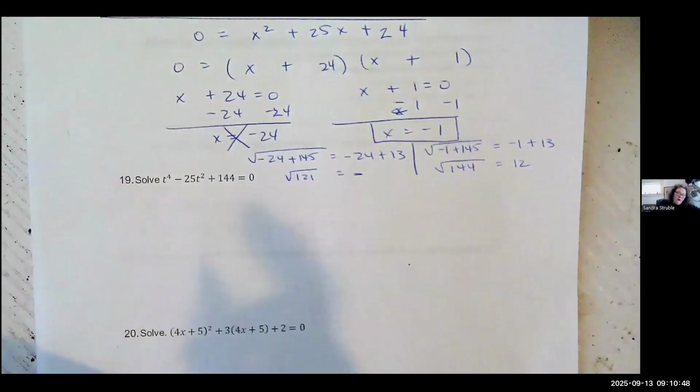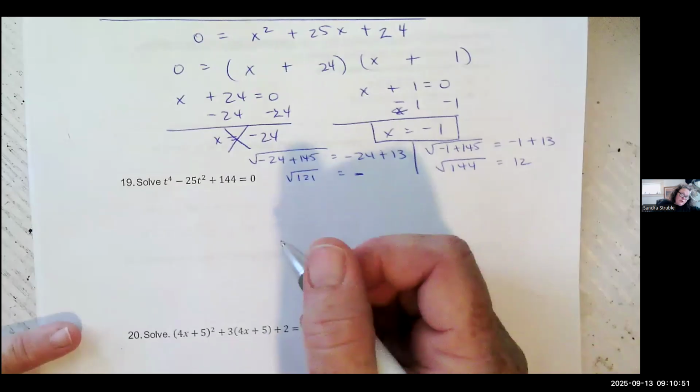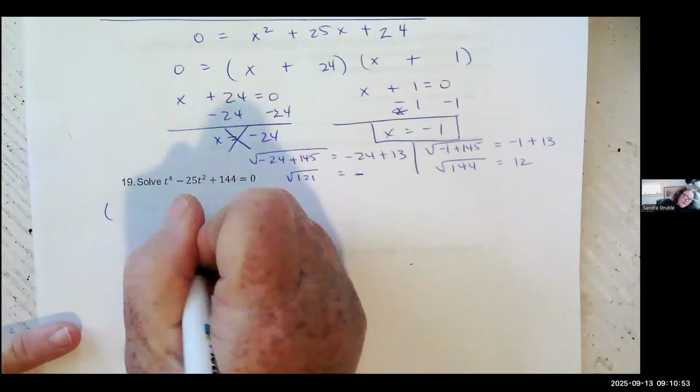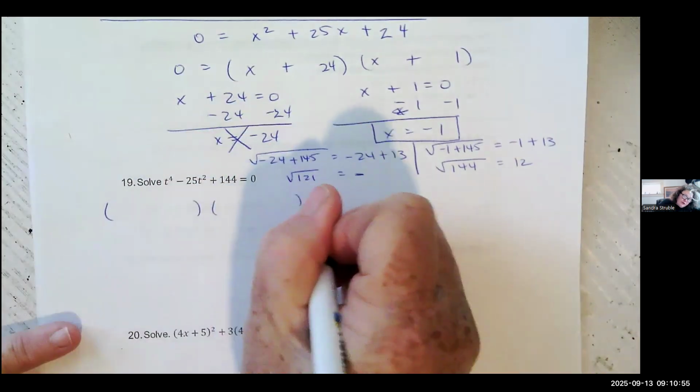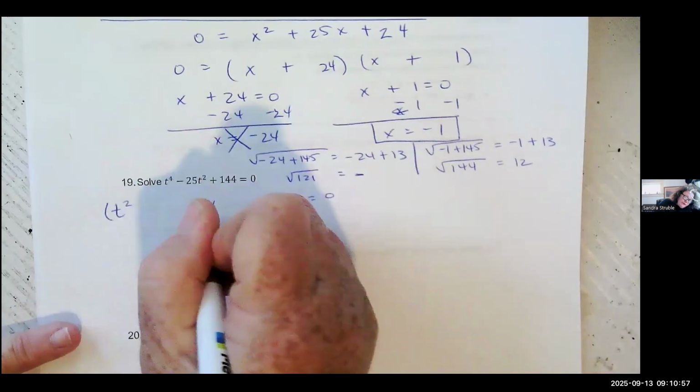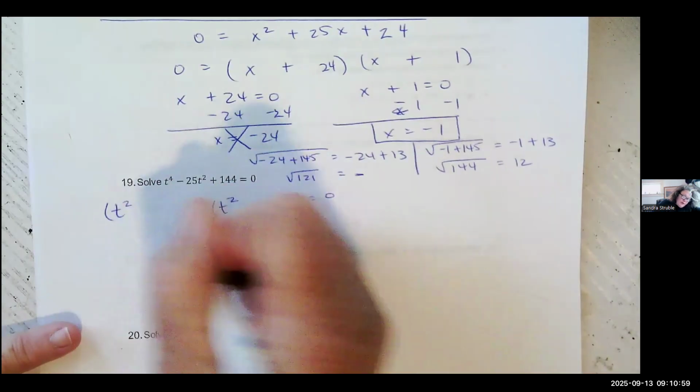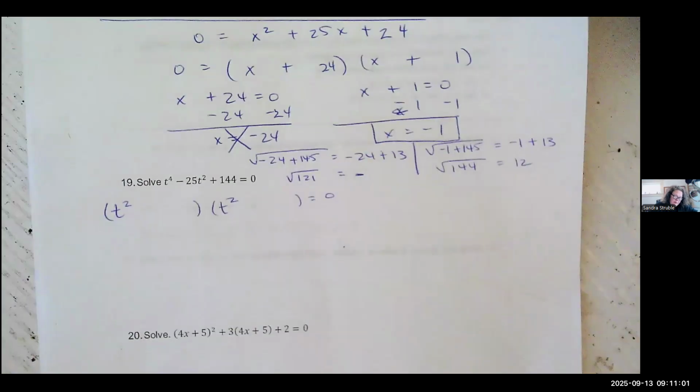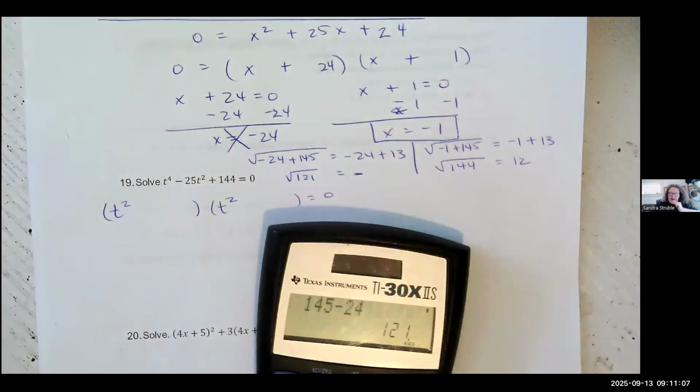Solve. Don't care how you solve. You can let u equal t squared. I'm just going to go ahead and factor. I find that students don't usually struggle with factoring to the fourth. Now, I'm not going to choose 12 and 12 because that's not going to give me 25. Neither will 144 and 1.